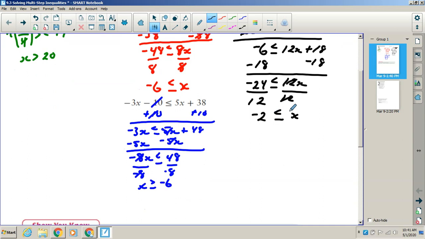Again, if I was asked to graph that solution, that reads x is greater than or equal to negative 2. So if I graphed it, I'm going to put my boundary point at negative 2. This would be negative 1, 0, negative 3, and so forth. Greater than or equal to negative 2, that would be a closed dot, and it's going to values that are larger than negative 2, so that graph is headed to the right. So that is solving multi-step inequalities.